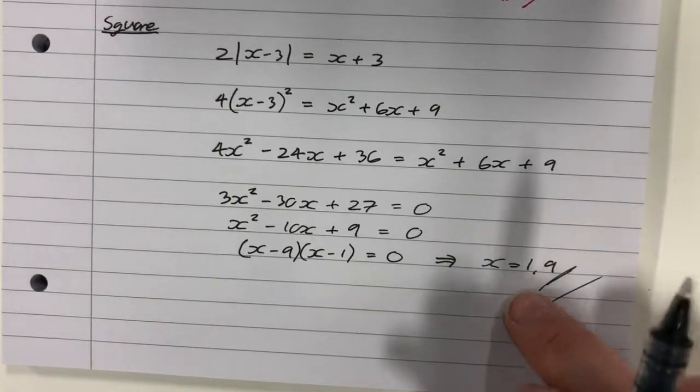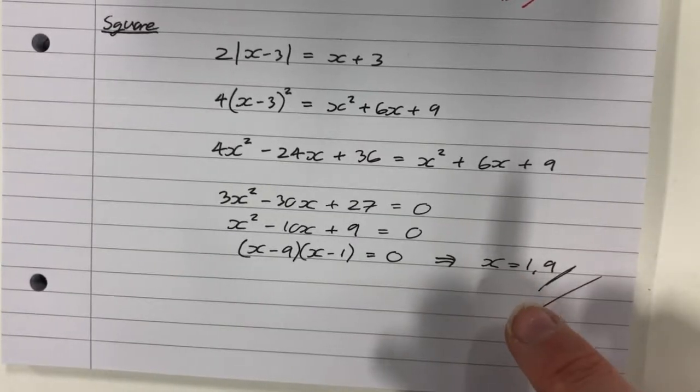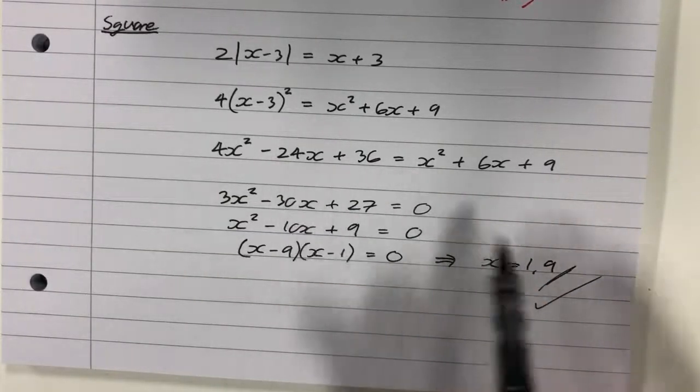Okay. You should always check solutions with this method, definitely, because when you square something, you could yield wrong results.